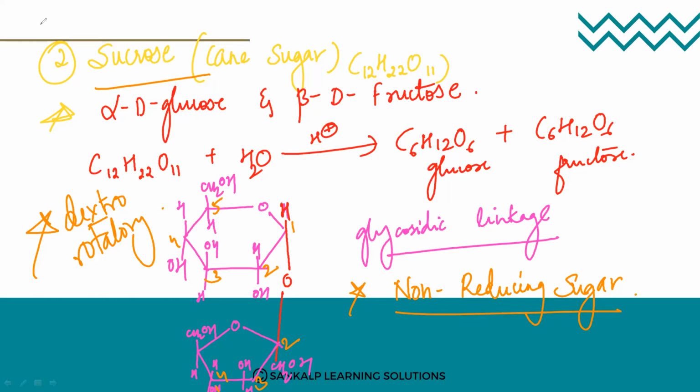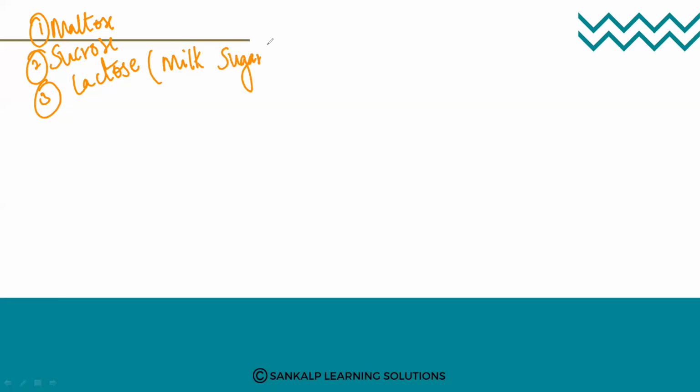So this is our second disaccharide. First we have seen maltose, then sucrose. Now we are going to see lactose. Lactose is also a disaccharide. So what is lactose? Lactose is milk sugar. It is present in milk.